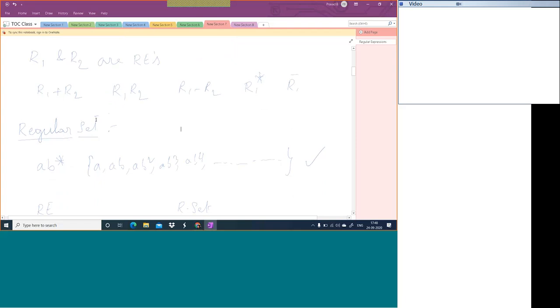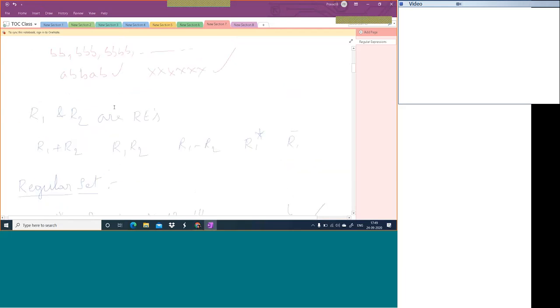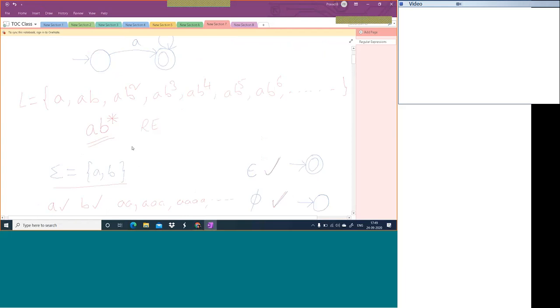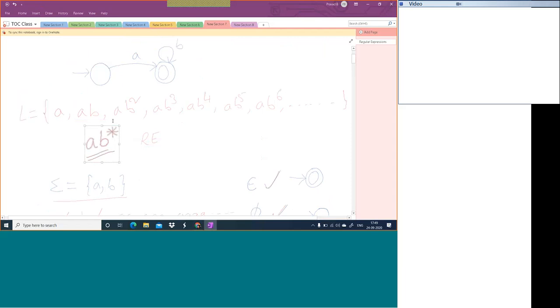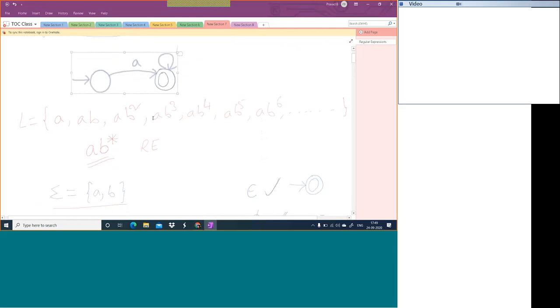Now come to regular set. What is a regular set? Now here, if you go back, this is the regular expression. This is the symbolic representation of the strings accepted by this given finite automaton. I repeat, this is the regular expression, simply a symbolic representation of the strings accepted by the given finite automaton.